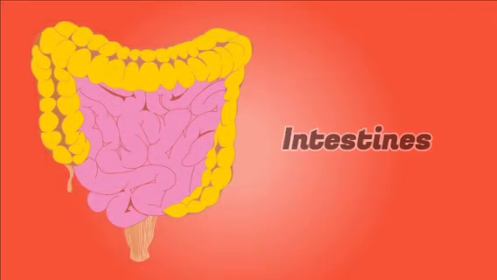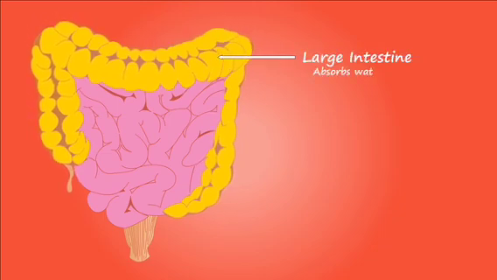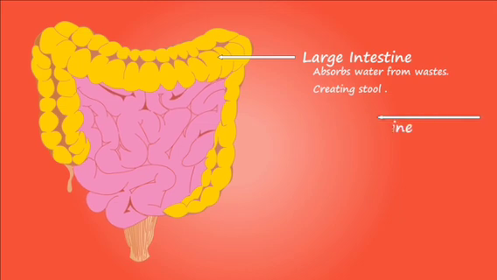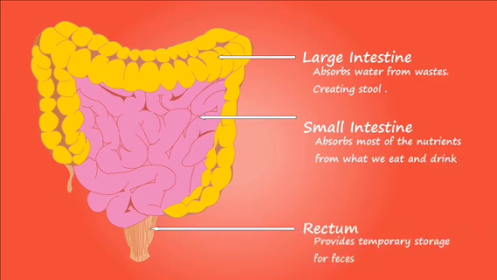Intestines. Large intestine absorbs water from waste, creating stool. Small intestine absorbs most of the nutrients from what we eat and drink. Rectum provides temporary storage for feces.